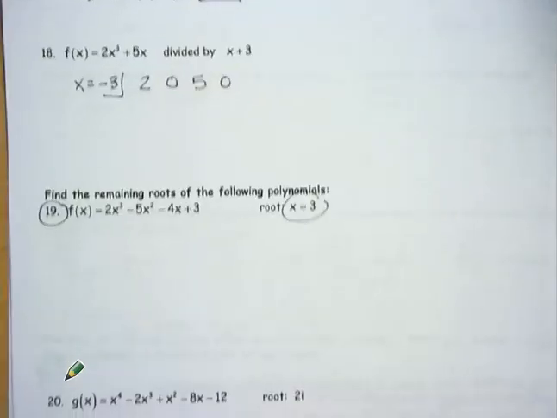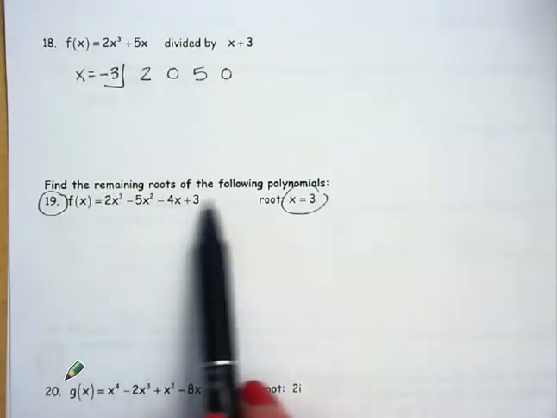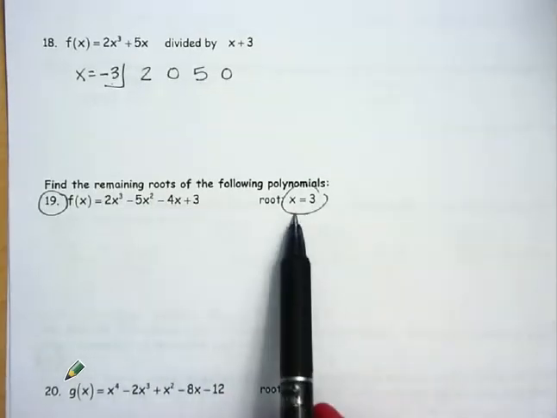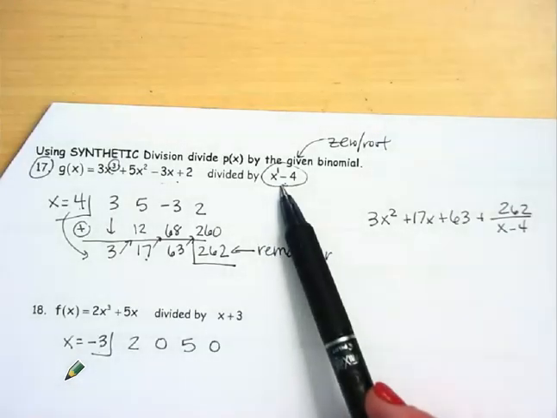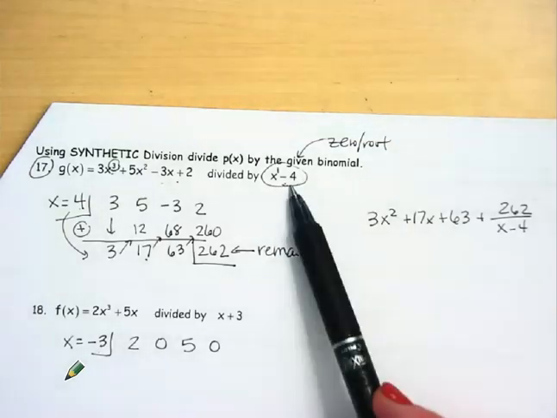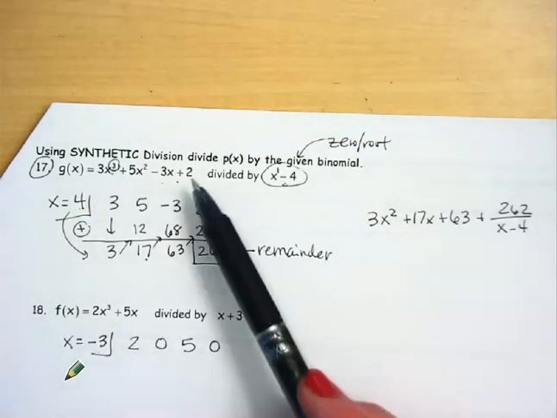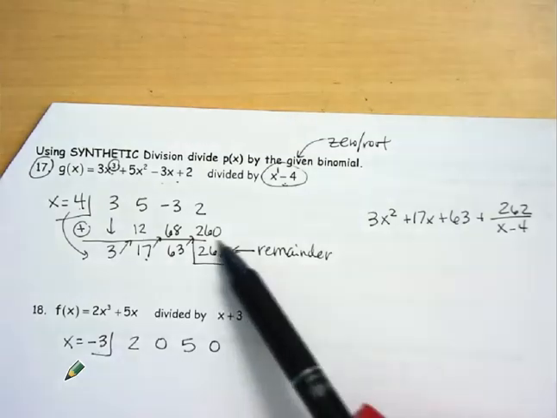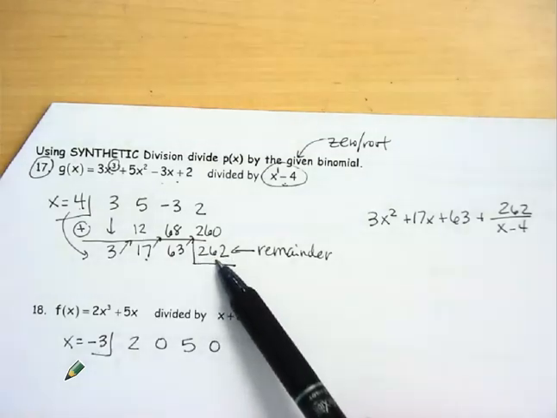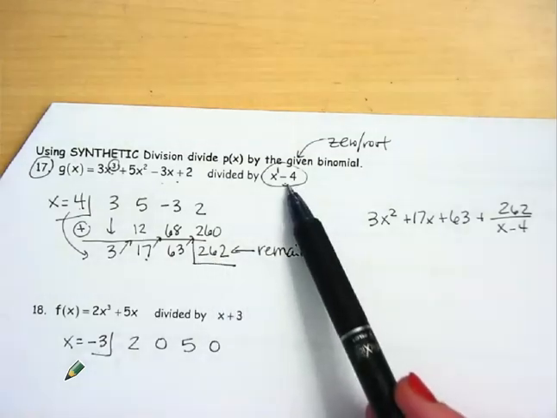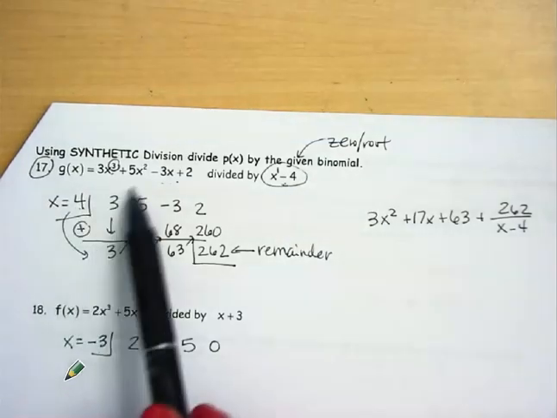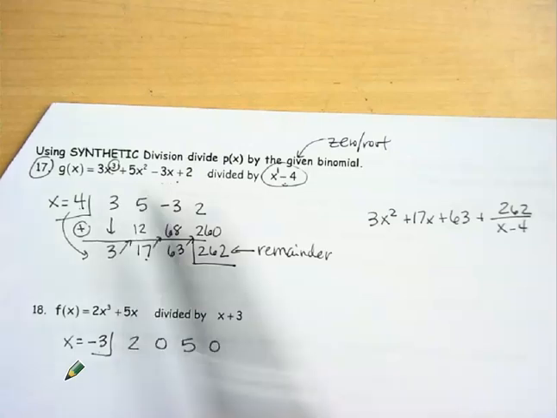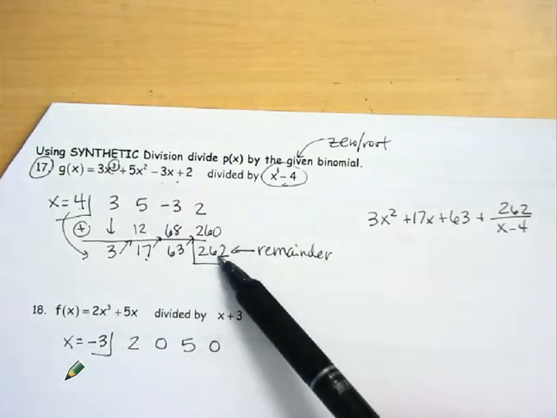Let's look at number 19. It says find the remaining roots of the polynomial. So in this problem, we do know that what we're given is a root. Up here, we were just given something to divide by. By the way, we know that this one isn't a factor of this because our remainder is not 0. So even the 0 of this factor, which is x equals 4, is not actually a root of the equation, because if it was a root, our remainder would be 0.